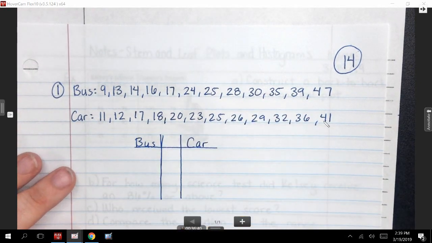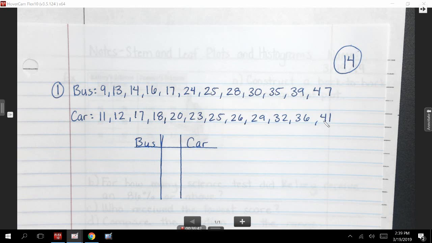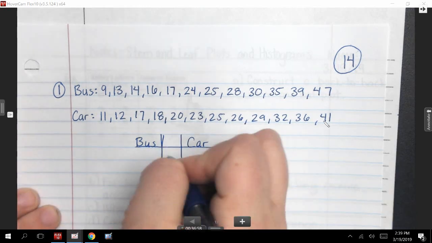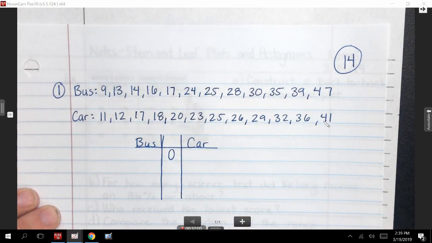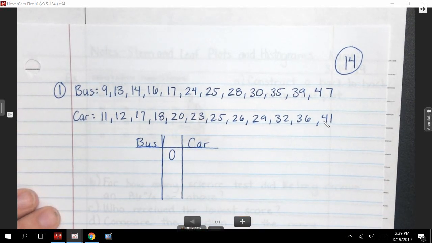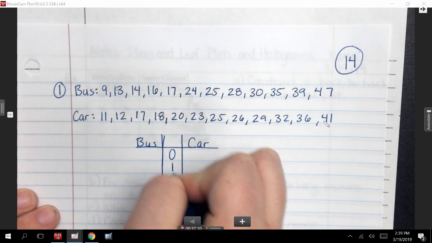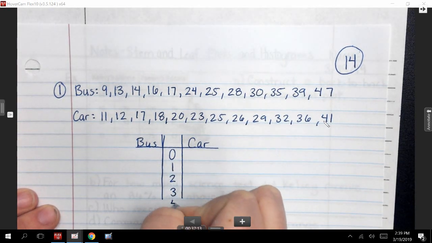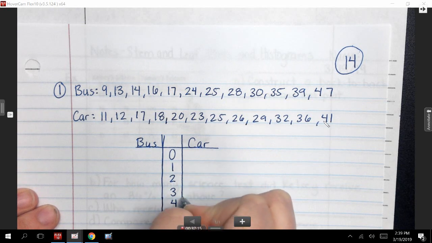Can someone tell me what numbers do I need in my stem? What numbers would I need to go from? Starting it out. Aaron? Okay, so 9 is my smallest number. What number would be in the stem from 9? 0. So I'm going to go from 0. What is my biggest number? 47. And what would be in the stem from 47? The 4. So I need to go from 0, 1, 2, 3, and all the way down to 4. So I've got to add a row.